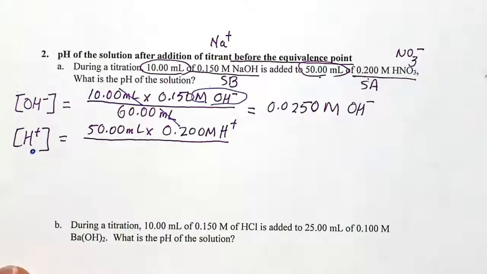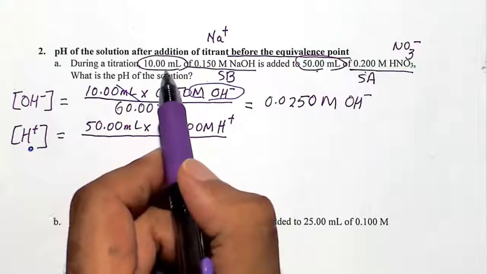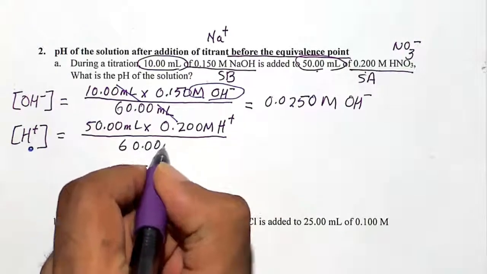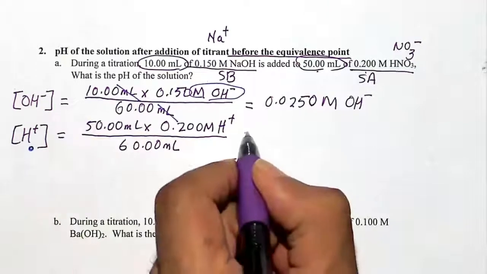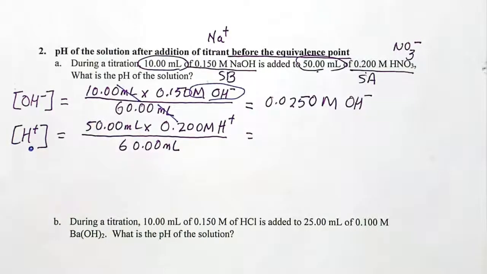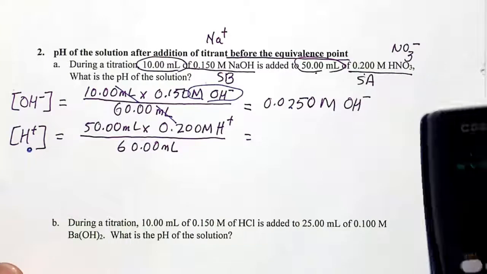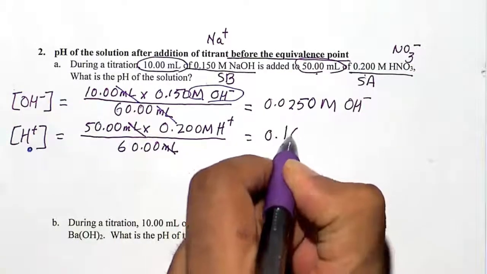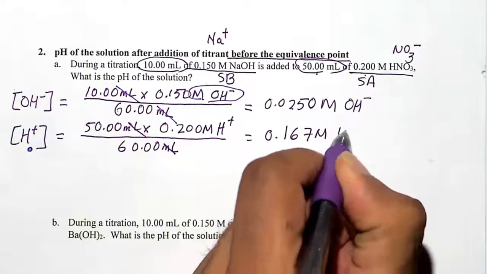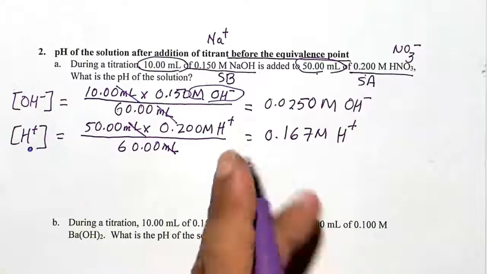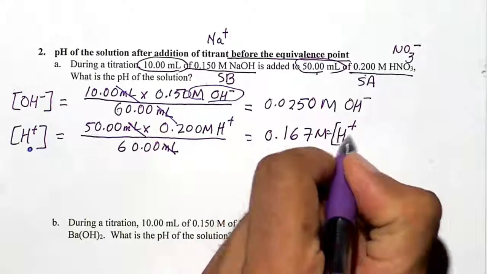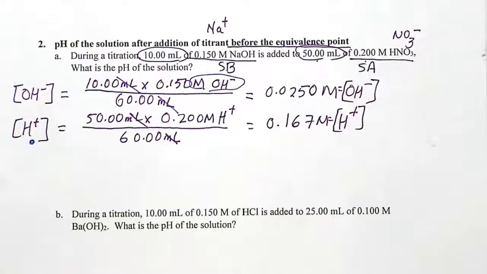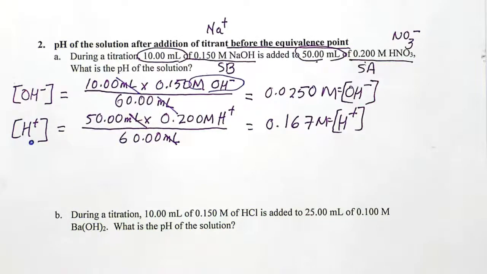What's my total volume in the solution? My total volume in this new mixture is going to be 10 mL plus 50 mL, and that is going to be the same as before, 60 mL. So what's my new concentration of H+, the hydronium ion? Notice the mL and mL cancel, so I have 0.167 molar H+. That's my new concentration of hydronium ion in the mixture, and this above is my new concentration of hydroxide ion in this new solution that I've made.